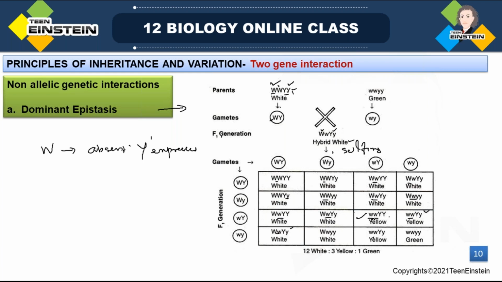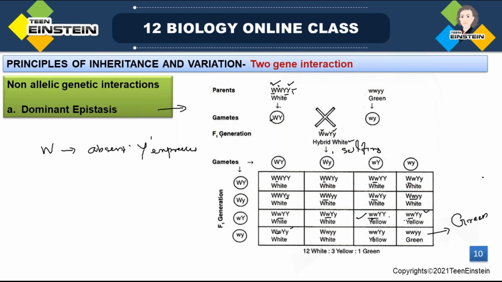That's why 1, 2, 3. These 3 recessive conditions form yellow color. And the last one, where both are in recessive condition, that forms white. That forms a green. This is a green phenotype.